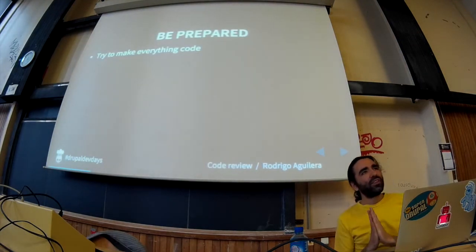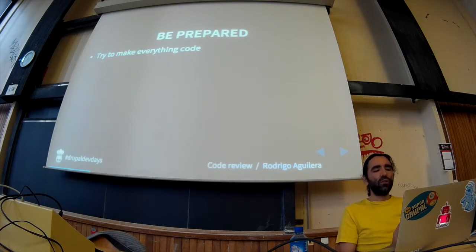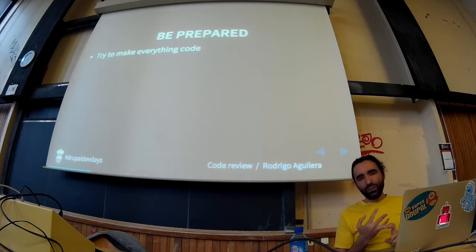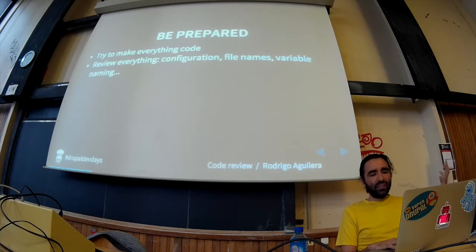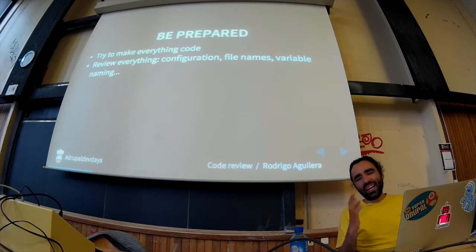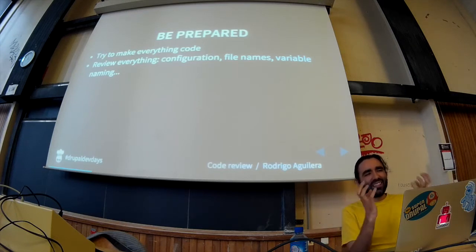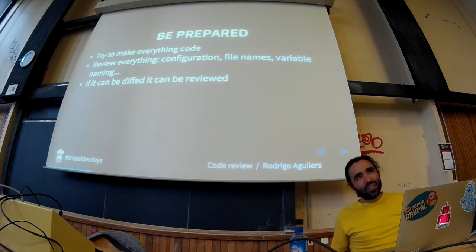So try to make everything code. It's not only the app that you're building, it's also the way you deploy, the boilerplate code you use for building modules, for building projects. All that you can think of can be code, can be reviewed. So try to review everything, not only the logic, but configuration, file names, variable naming. If you find a variable that is named in a very nasty way, you want to fix it, but you don't want to clash with another developer about this. And everything that can be diffed can be reviewed.